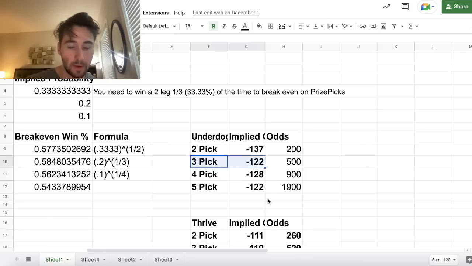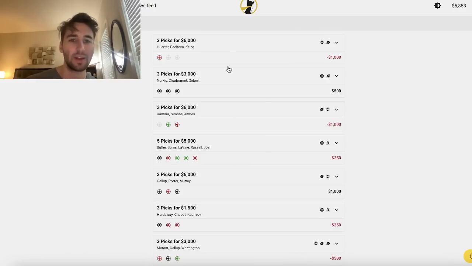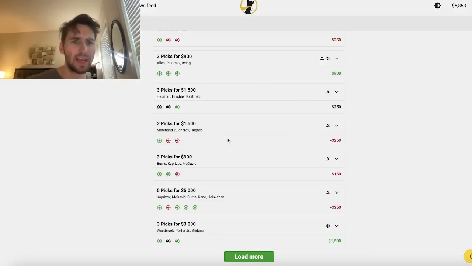So what you're going to notice is basically all of my plays on Underdog Fantasy are three pick or five pick entries, as you can kind of see right here. It's all going to be three pick or five pick. And that's because you're getting much better implied odds than in two pick entries. In two pick entries, you're getting minus 137. In three pick, it's minus 122. So, anyways, let's go ahead and let's get into the plays.